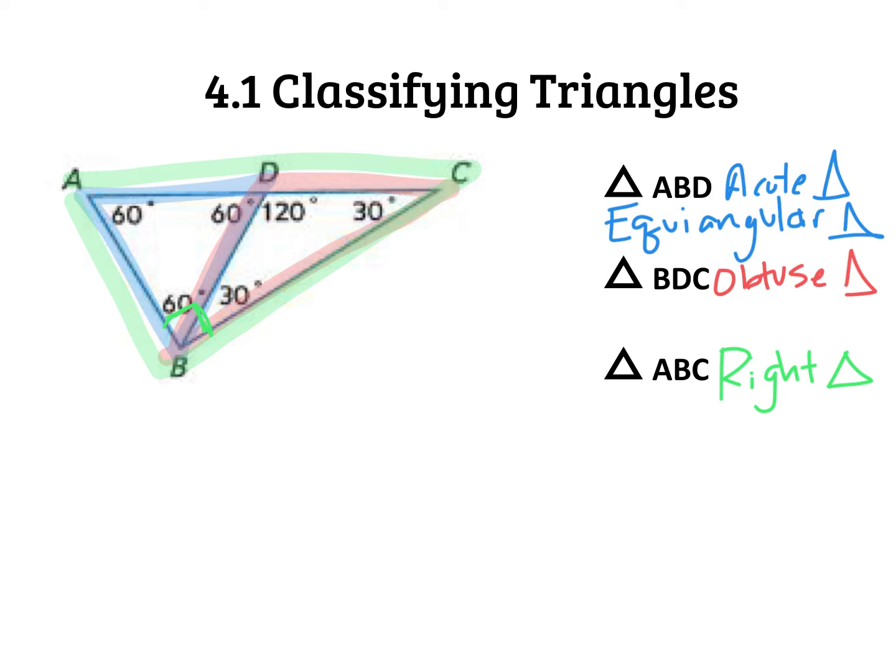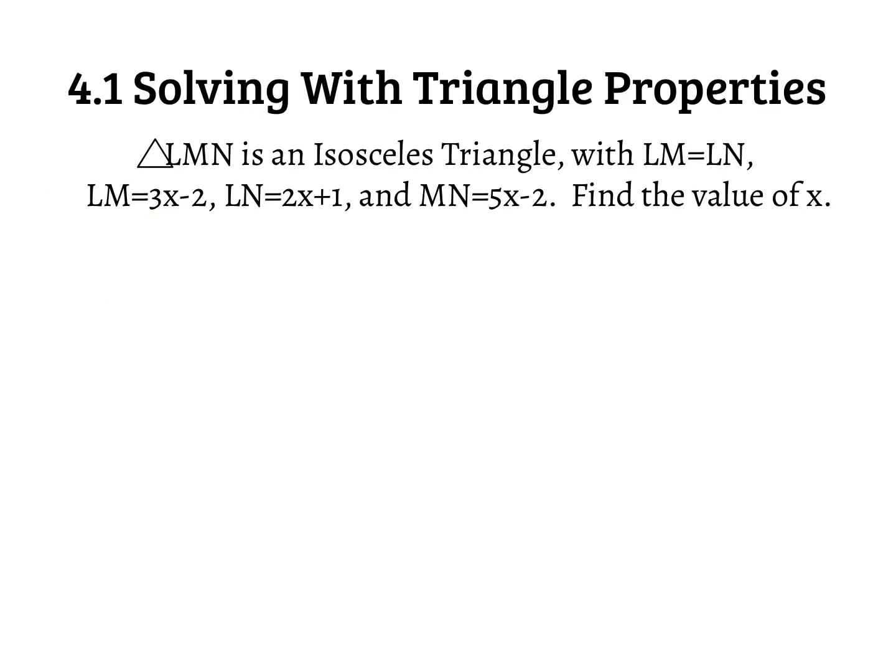Let's try another example where we now use these names or these qualifications to solve an actual problem. So far we've been naming the triangles by classifying them. Here's an example of where we step things up. Okay, we have a triangle, LMN, as an isosceles triangle, where LM equals LN. LM is given as 3x minus 2, LN is 2x plus 1, and MN equals 5x minus 2. Find the value of x.